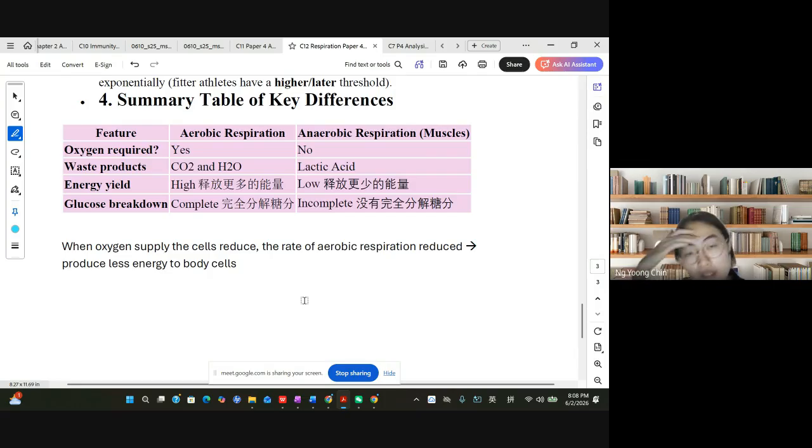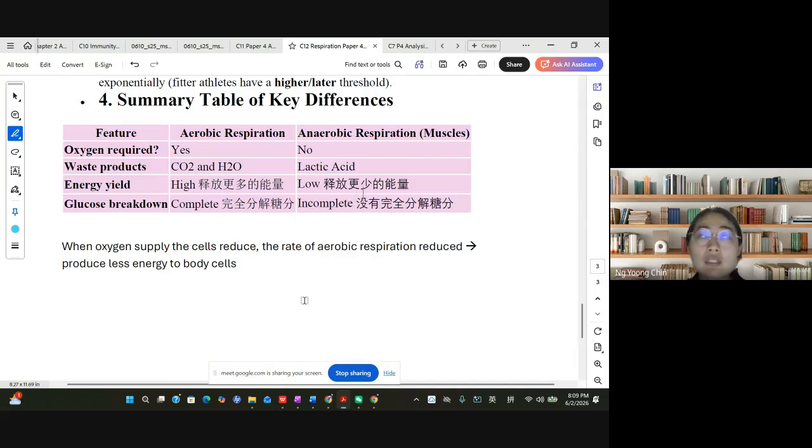Sometimes the question will come in this way. Maybe they give you a scenario about something happening to your body. For example, there is a blockage in the lumen of a blood vessel. What happens if there's a blood clot found in the lumen of the blood vessel? It will inhibit the blood flow, so your blood flow will be reducing.